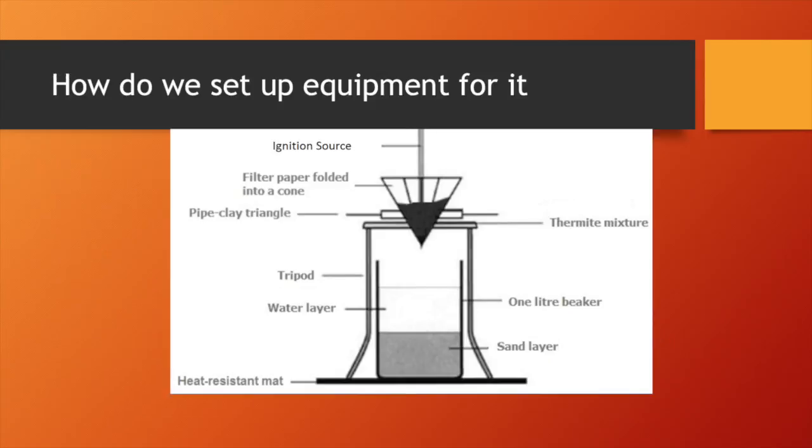So what do we need to set up the reaction? We need the thermite mixture. In the setup, we have the thermite mixture suspended above the beaker of water and sand, sitting in a piece of filter paper. Upon igniting the mixture, the reaction will start and the products will fall into the beaker. The water in the beaker is used for cooling the products.